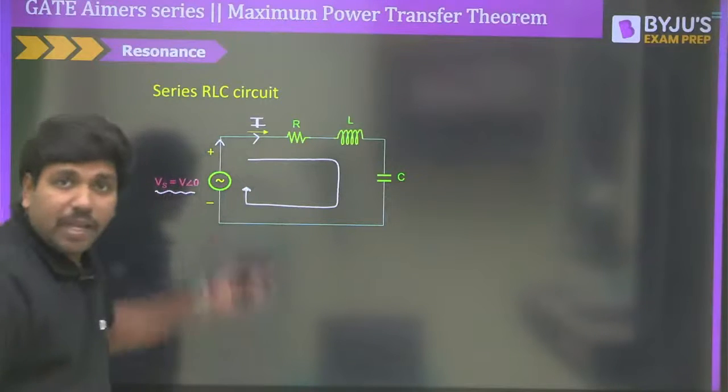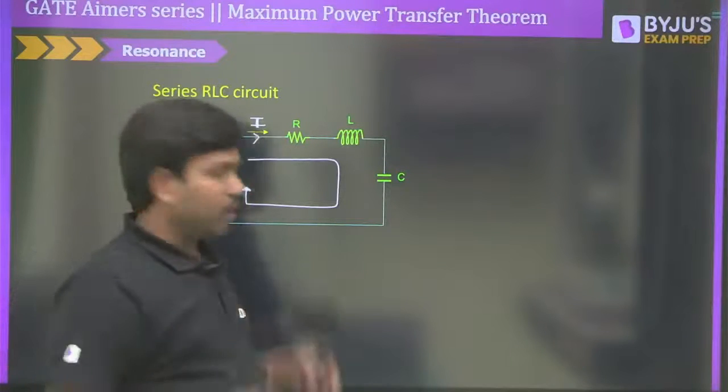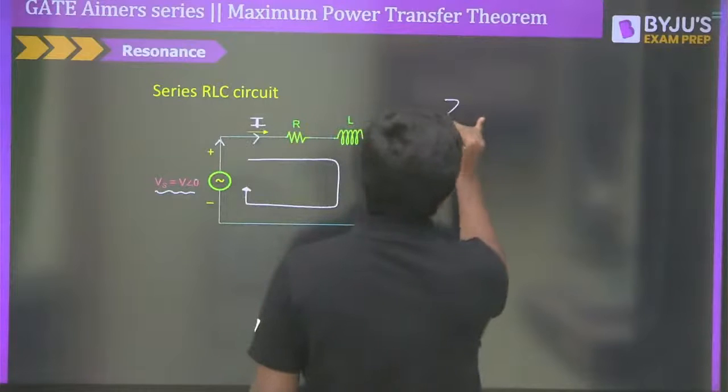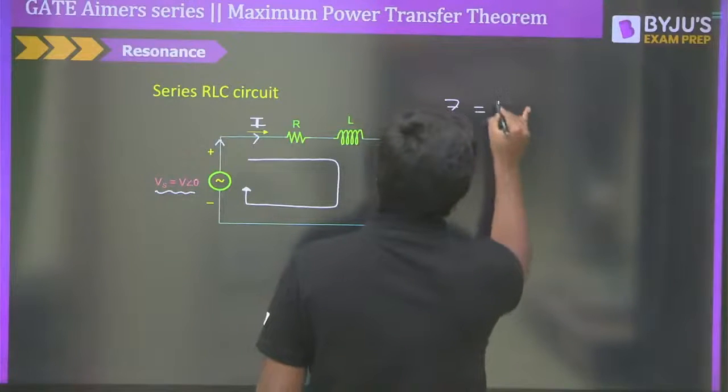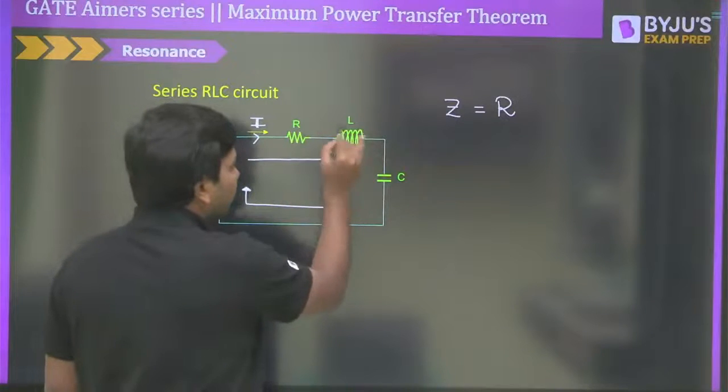Now when you deal with an AC circuit, it is better to play with the RMS values. Now can you tell me what is the overall impedance of the circuit? The overall impedance of the circuit can be written as: first we have a resistance, plus we have an inductance.